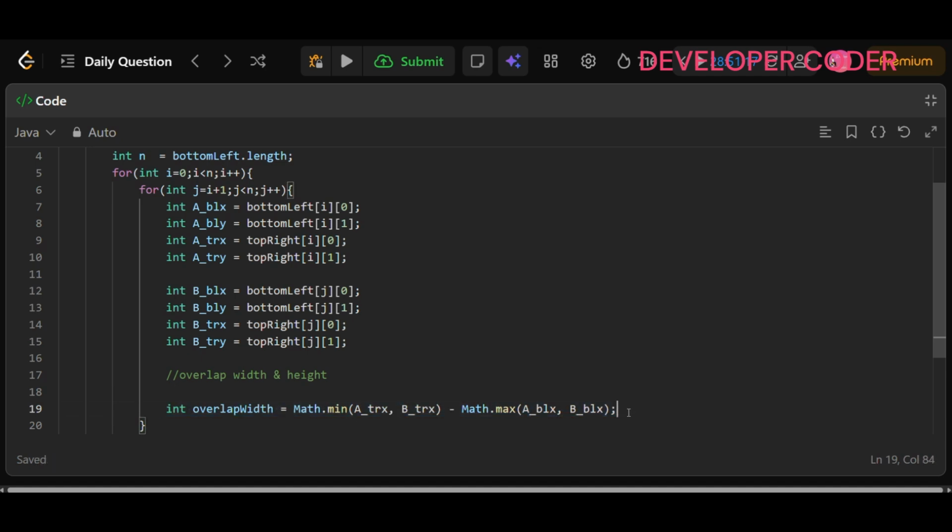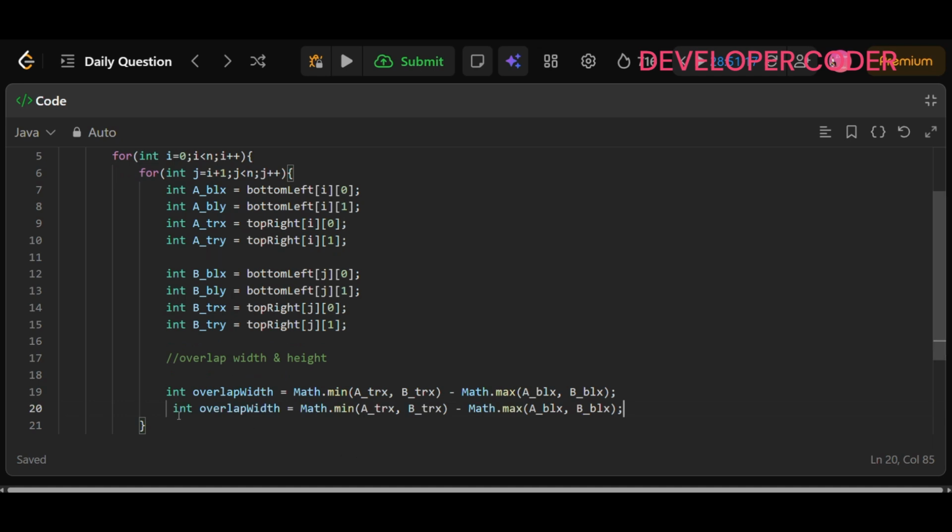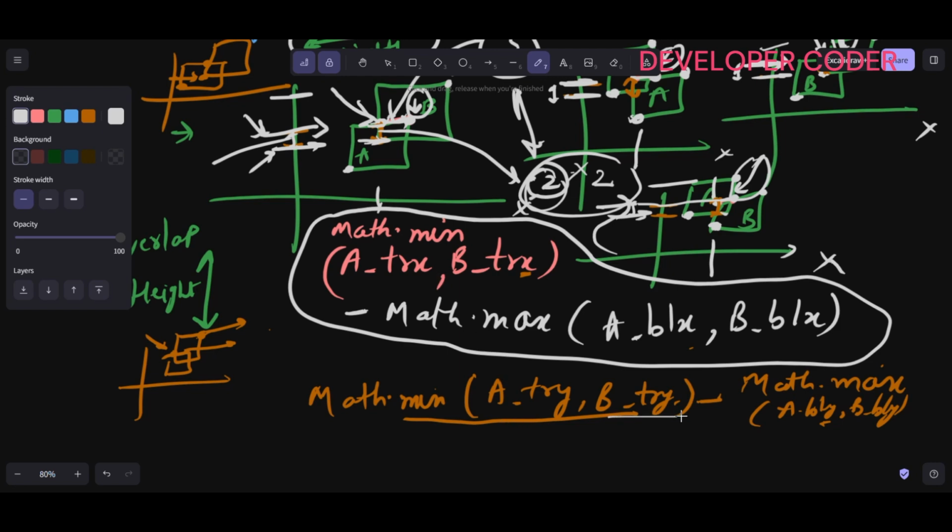In the same way, overlap height I have to write. So I'm just going to copy this, paste it here, and here I write overlap height. And here a_try instead of x, this time y, a_try, and here b_try, and here Math.max of a_bly and b_bly. So same thing I'm writing here.